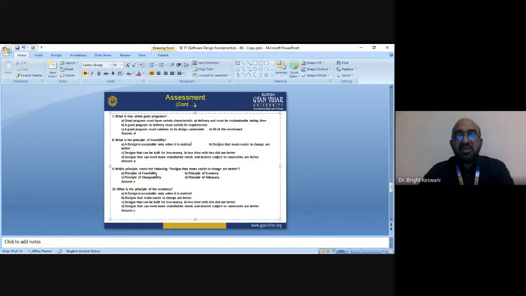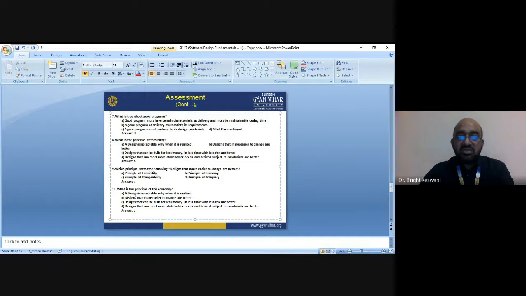Which principle states the following? Designs that are easier to change are better. The principle of feasibility, principle of economy, principle of changeability, and principle of adequacy. The principle of changeability suggests that designs that are easier to change are better. What is the answer of the tenth question?